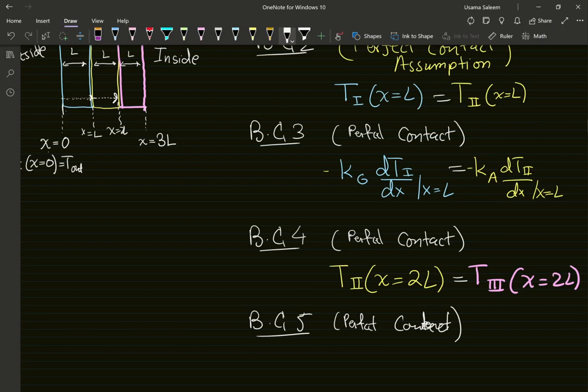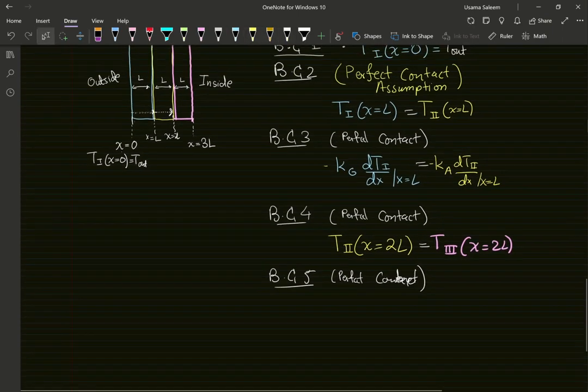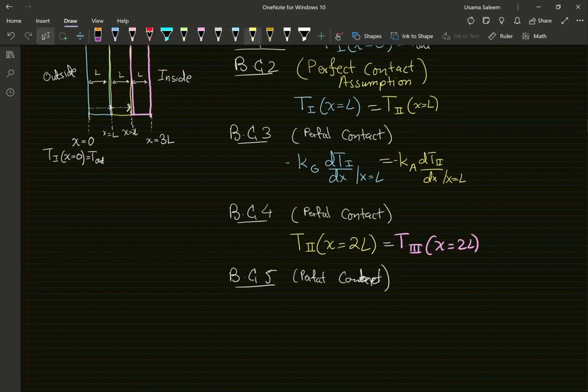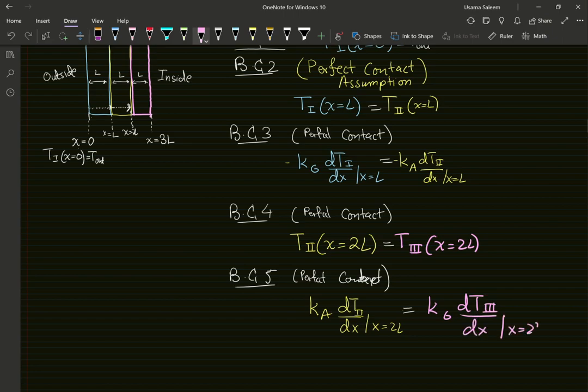Okay, good. Now the flux expression. Let's zoom out a little bit. The flux expression: k times the derivative in the second domain evaluated at x equals 2L is going to equal the flux expression evaluated for the third domain at the same value of x equals 2L.